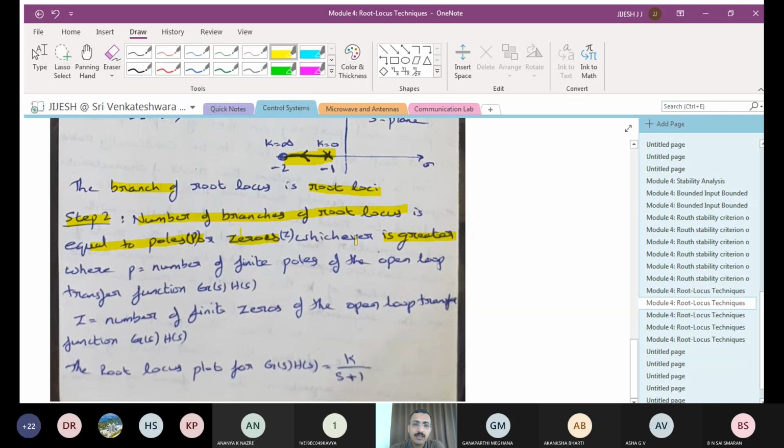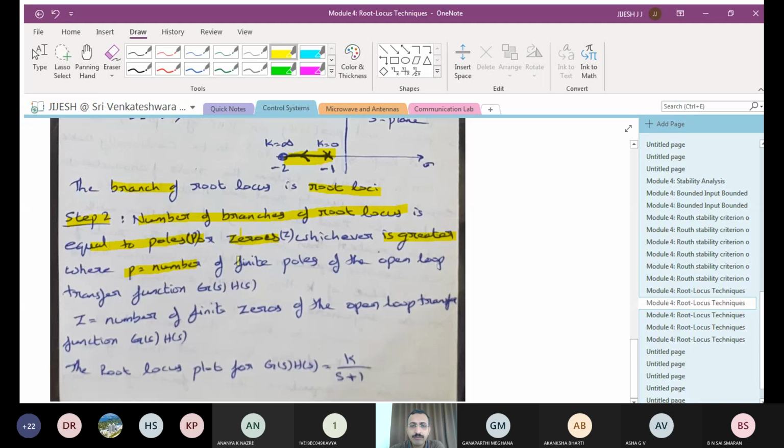So how many branches there are, we are going to determine by the number of poles as well as the zeros. So you'll be finding out the poles and zeros, and you have to see which is greater, whether the number of poles is greater or the number of zeros is greater. Whichever is greater, where P is the number of poles. We have already explained that we are going to have a notation P for poles, and Z for zeros.